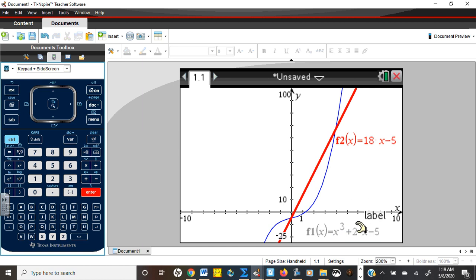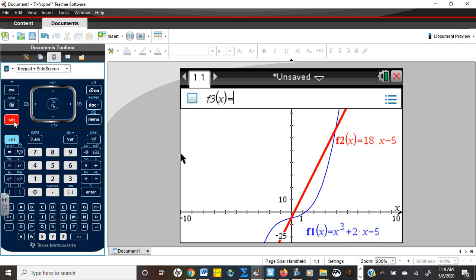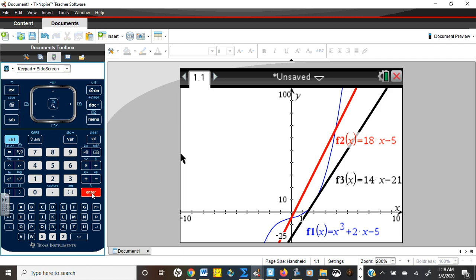So you can see it hitting twice, but then we found the tangent line, and the tangent line had a slope of 14, so it'll be a little flatter than the secant line. And it had an intercept of negative 21. And look at that. Notice how that one is just a little flatter, but notice how it's only skimming the graph right here at one point. So there you go.